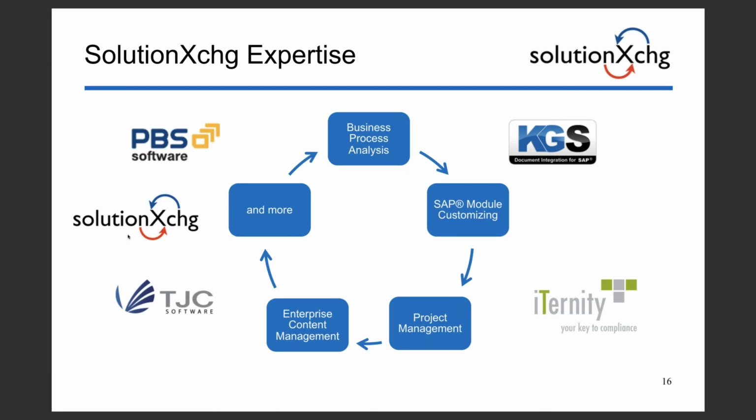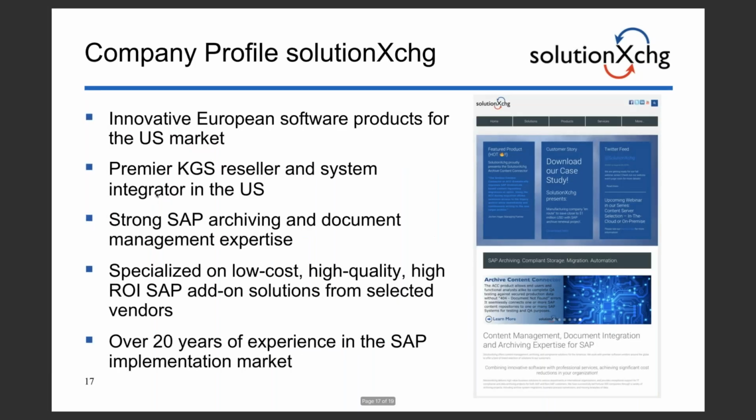Our own tool, the ACC, is a software component we're offering. And then we have a partnership with PBS Software through one of our business partners, Brandywine, that allows us to source that software wherever clients are in need of specific improved archive retrieval functionality.